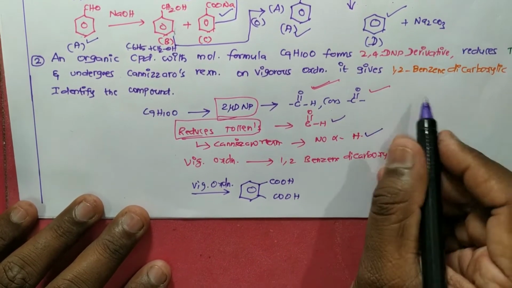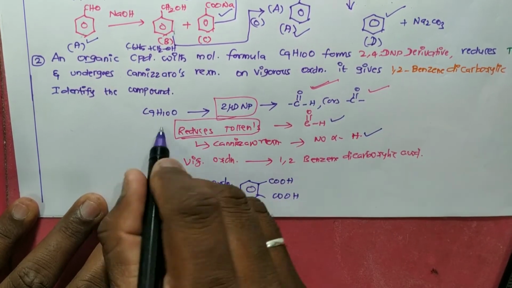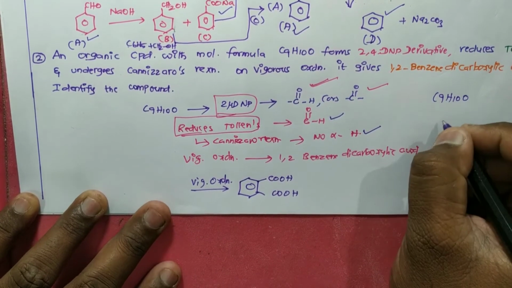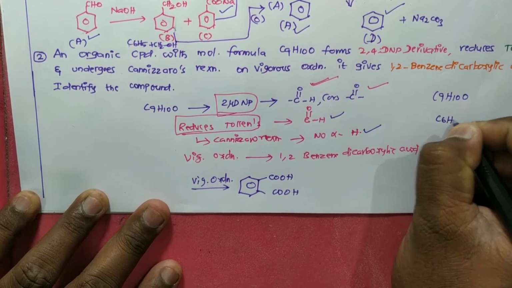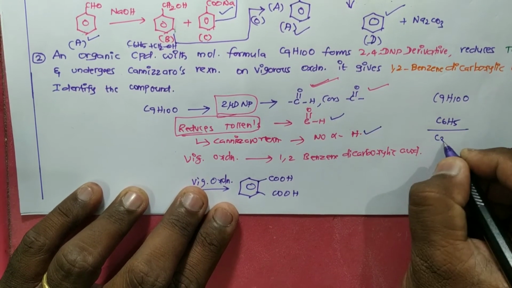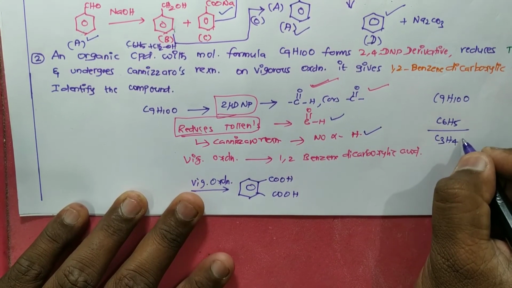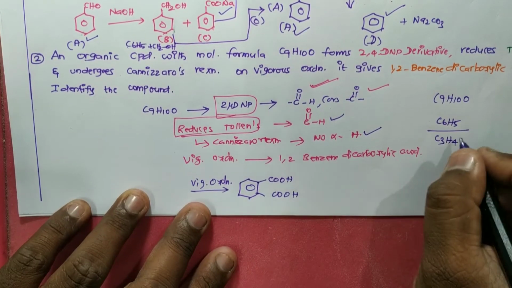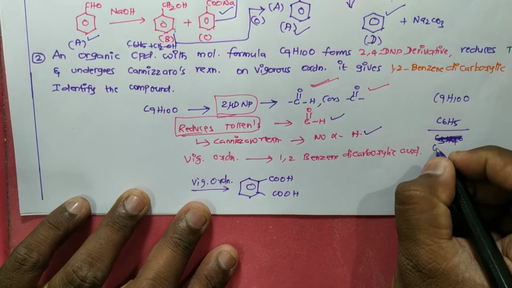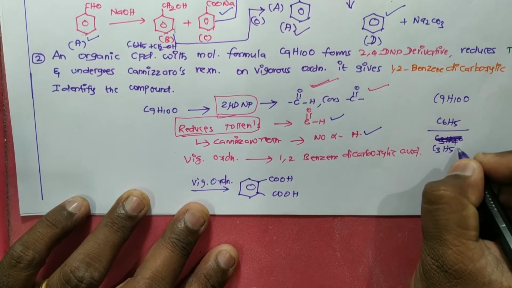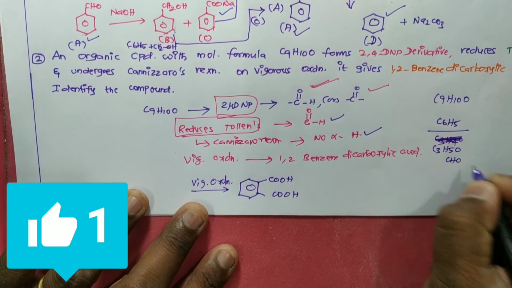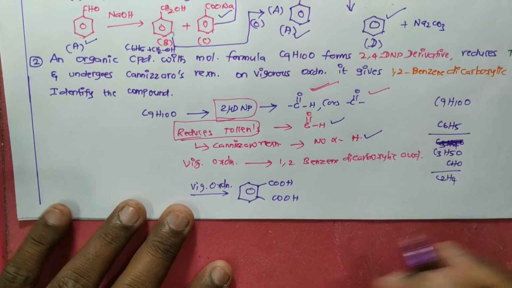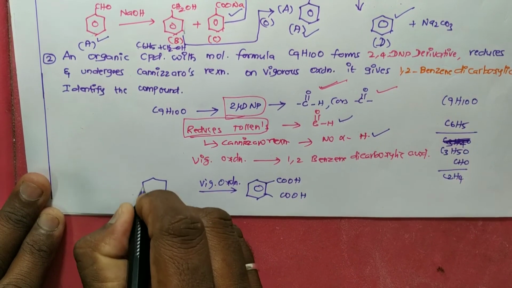Here, as you know, the molecular formula given is C9H10O. From this we subtract C6H5, leaving C3H5O. Are you able to understand? In this we found that the functional group is aldehyde, so we subtract it, leaving C2H5. So this group may be the aldehyde.